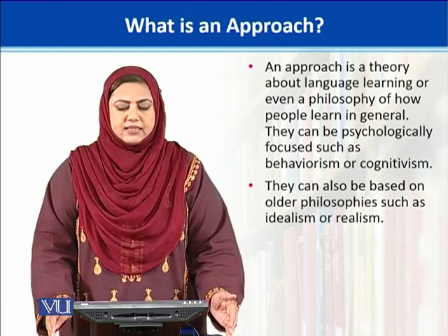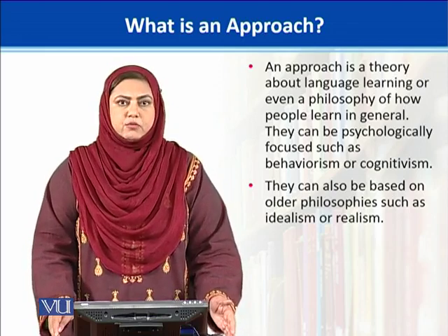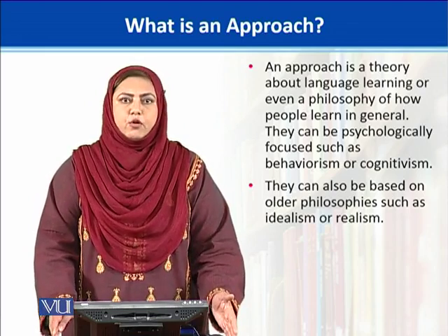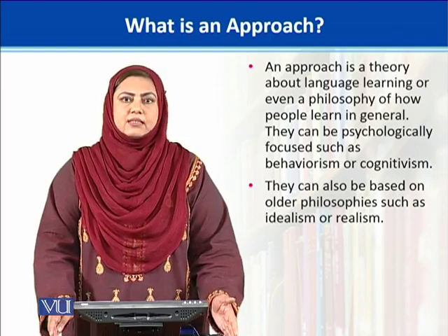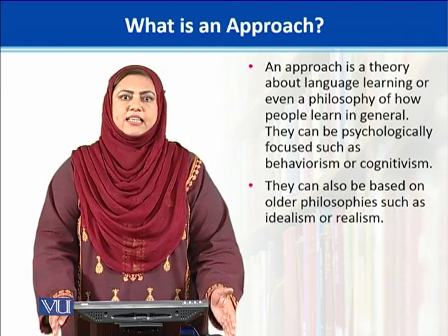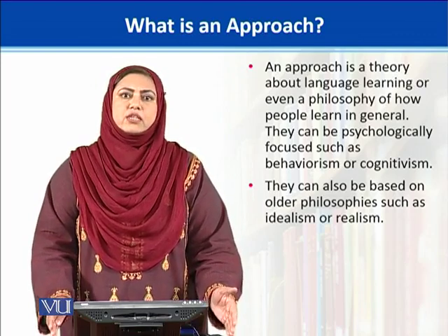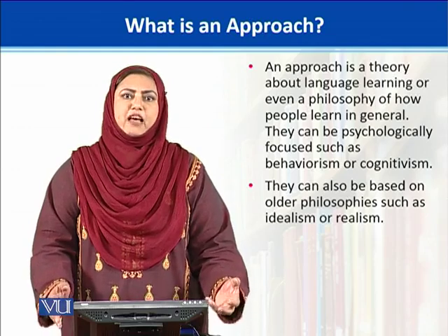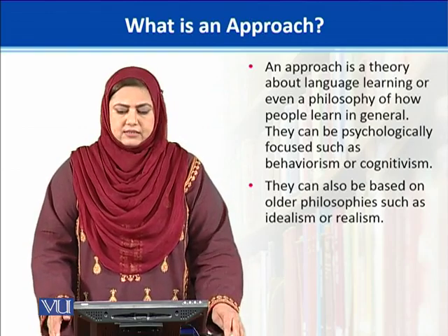If an approach is a theory, then what is the difference between a theory and an approach? I would like to clarify here that an approach may consist of one or more than one theory. A theory is one set of beliefs or one set of assumptions, whereas an approach has multiple sets. It may have multiple sets of assumptions or beliefs or ideas.